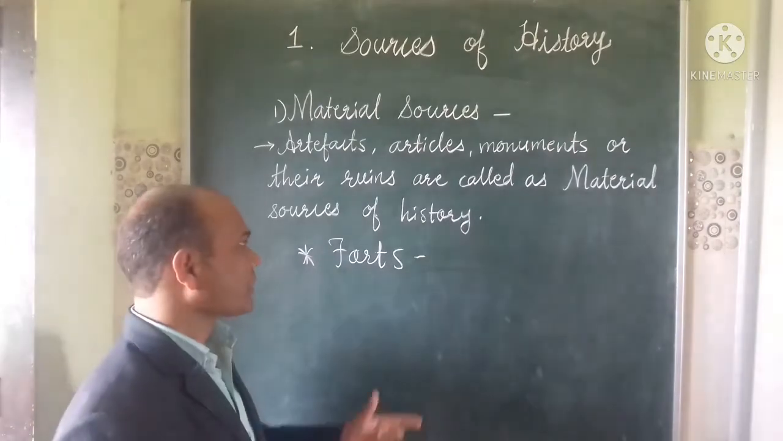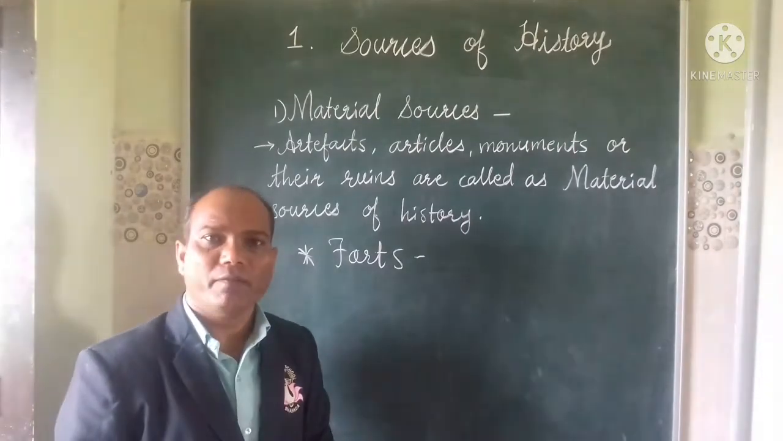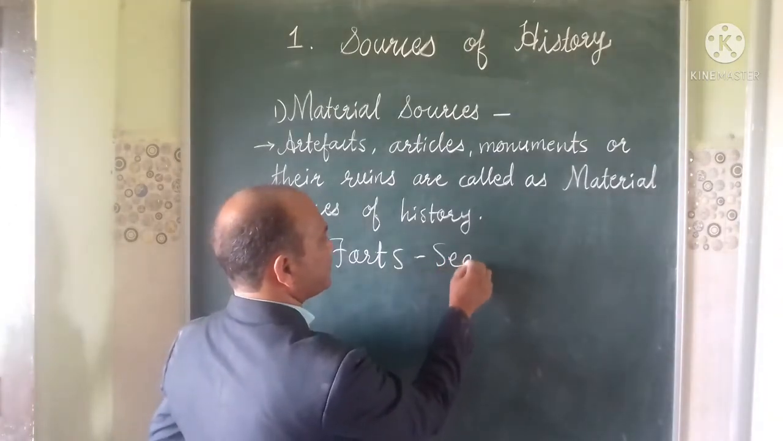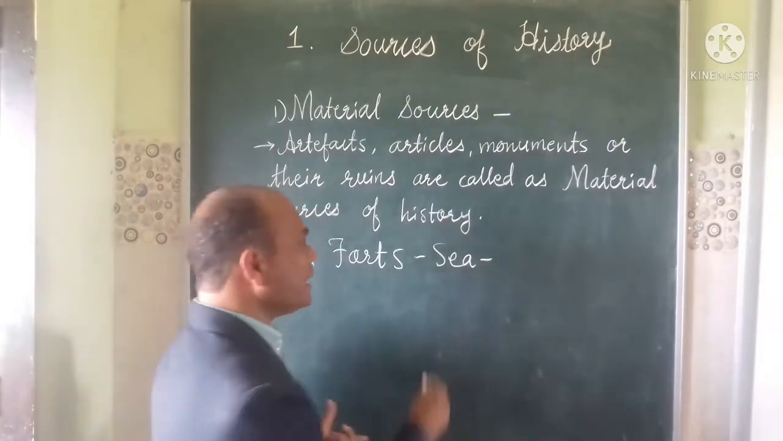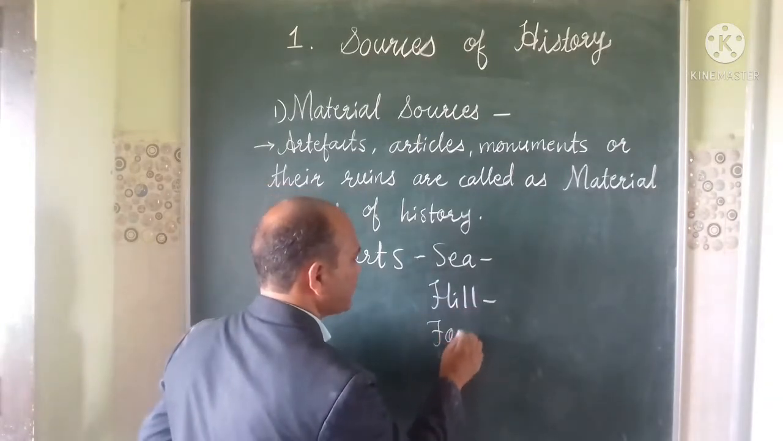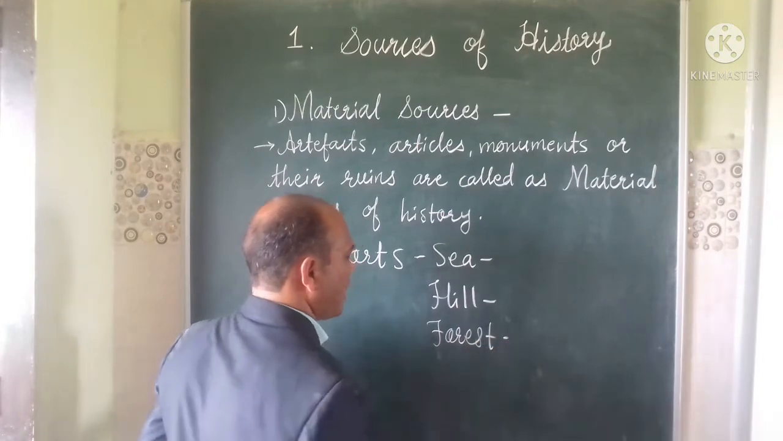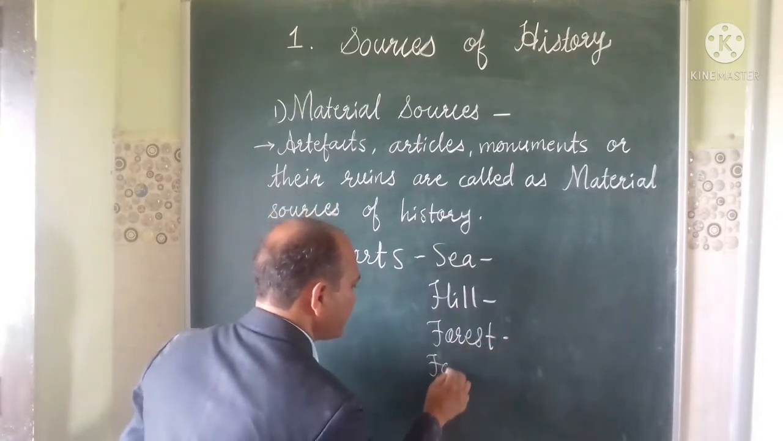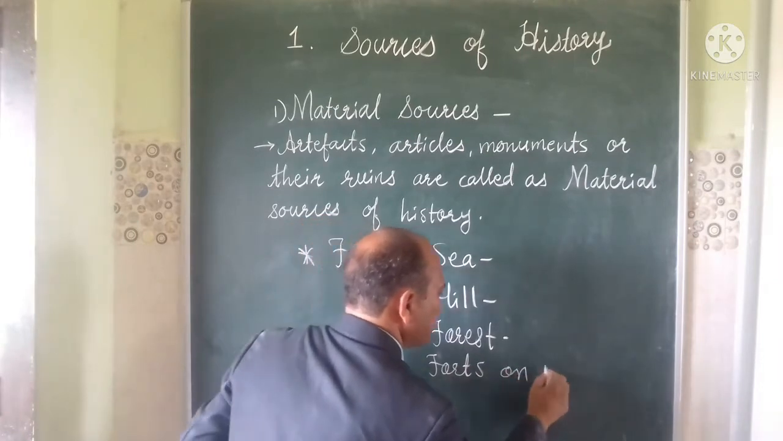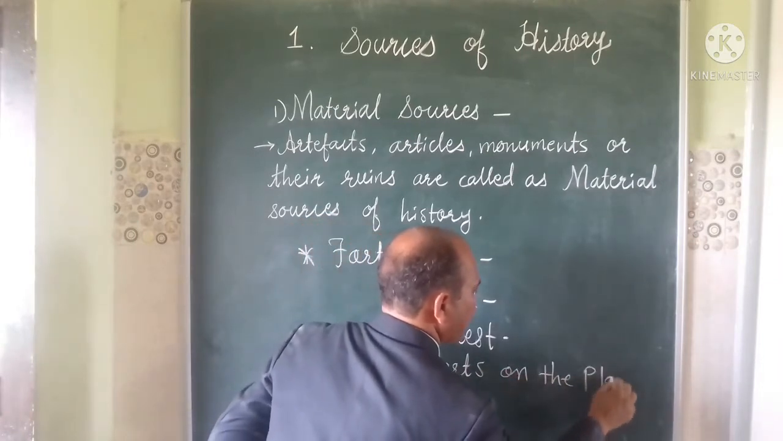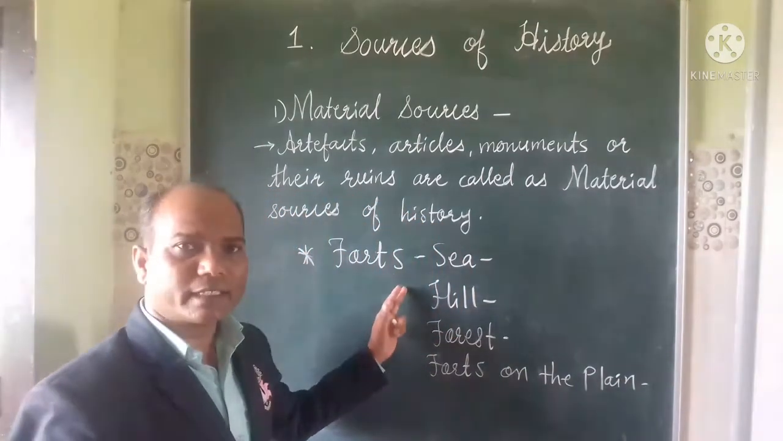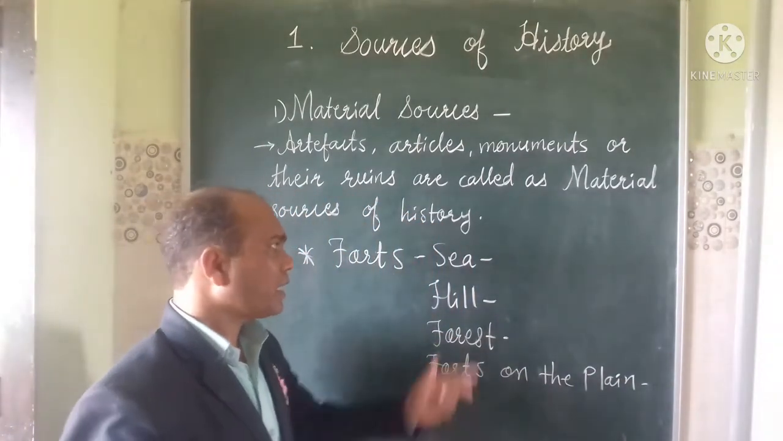There are some major kinds of forts. They are sea forts, hill forts, forest forts, and forts on the plain. These are the major kinds of forts.